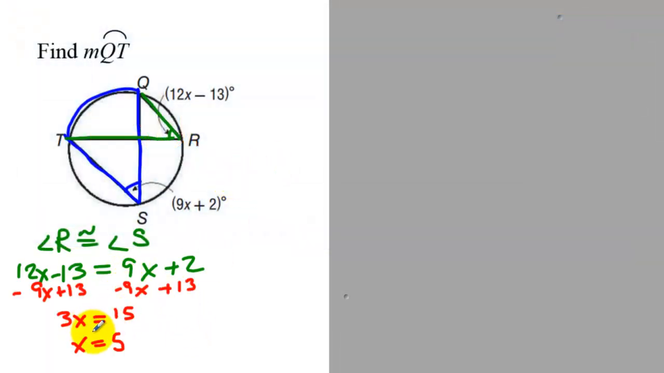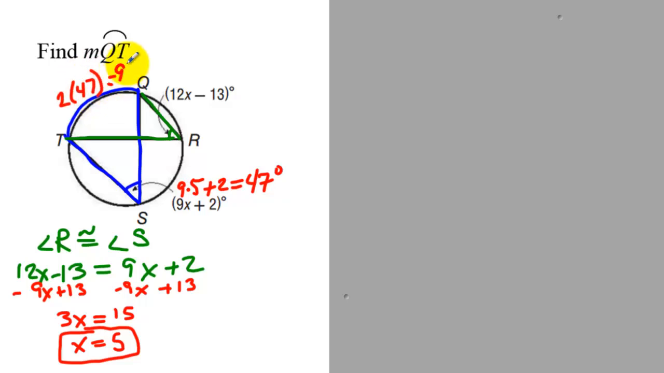Okay, you can check my algebra against yours. You should have gotten x equals 5, but we're not done. We've got to get the arc measure, so we need to substitute that back in. Let's plug our 5 in, say right here. So 9 times 5 is 45, and then adding 2 gives 47. So the angle is 47. The arc is twice that size. So 2 times 47 for the arc. 94 degrees is the final answer.